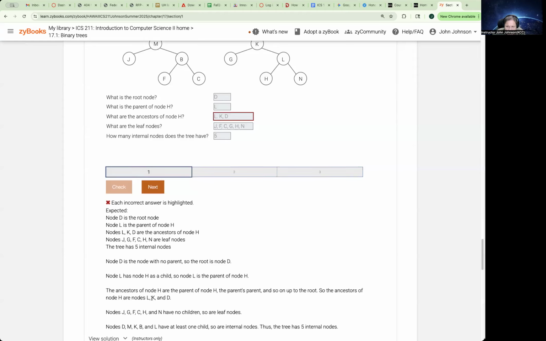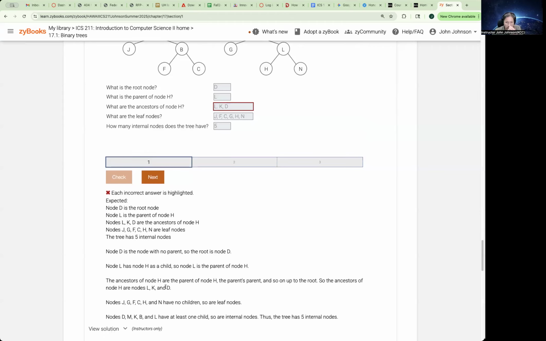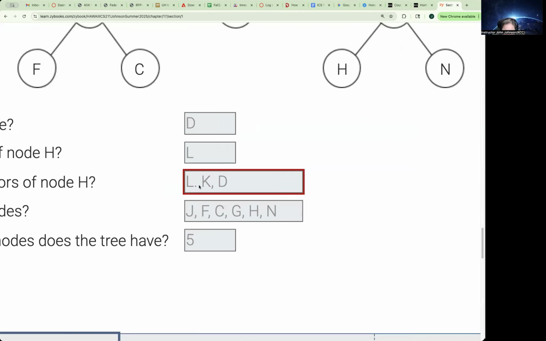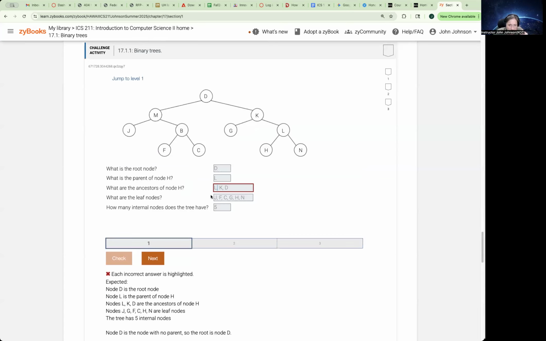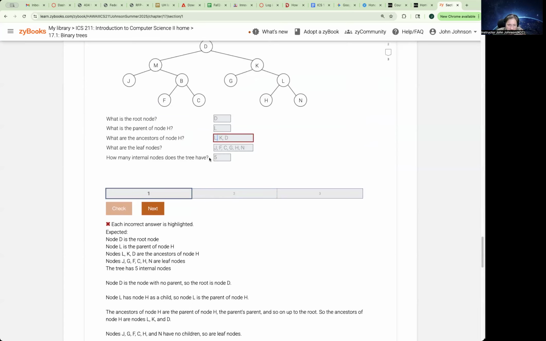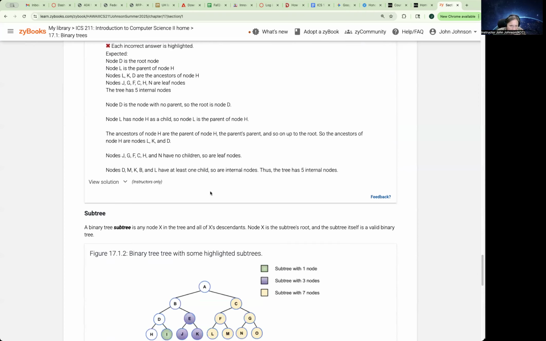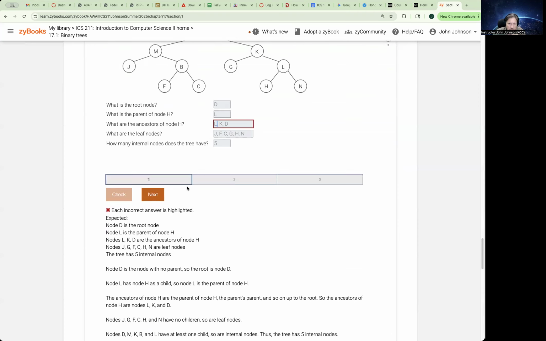And that's actually correct. So L, K, and D, I don't understand why they are marking that as incorrect. Oh, I see why. Here it is. I have put in a period there instead of a comma. I don't understand how I did that, but my apologies. So all this is correct. Go ahead and click on next and go through the next ones, and that'll be a good exercise for you.